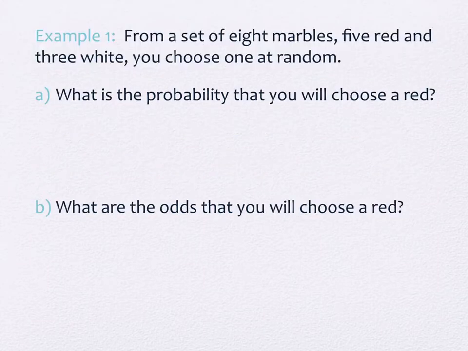So this is a really good example that talks about it from that perspective especially. You've got a set of 8 marbles, 5 are red and 3 are white. You want to choose one at random. Okay, so what we've done before is the first part, part A, probability. So the probability that we will choose a red is we take the number of red marbles, which is how many? 5, and we divide by the total number of marbles, which is 8. This is a part-to-whole ratio, and it's the probability of drawing a red.